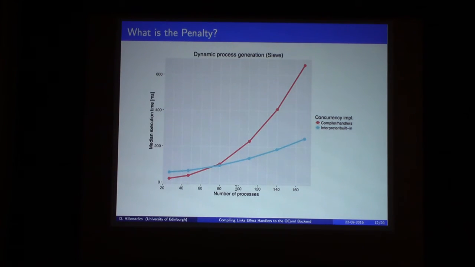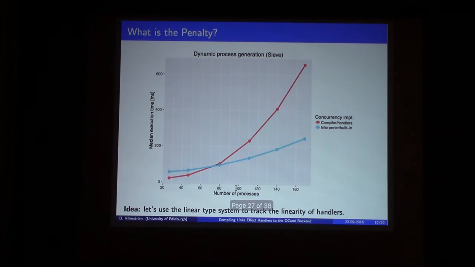One observation you can make is that although I have 5 handlers in my concurrency implementation, all of them are linear. So I'm actually wasting a lot of space and time here copying. So the idea is to use the linear type system of Links to track the linearity of handlers. That seems like quite a good idea.